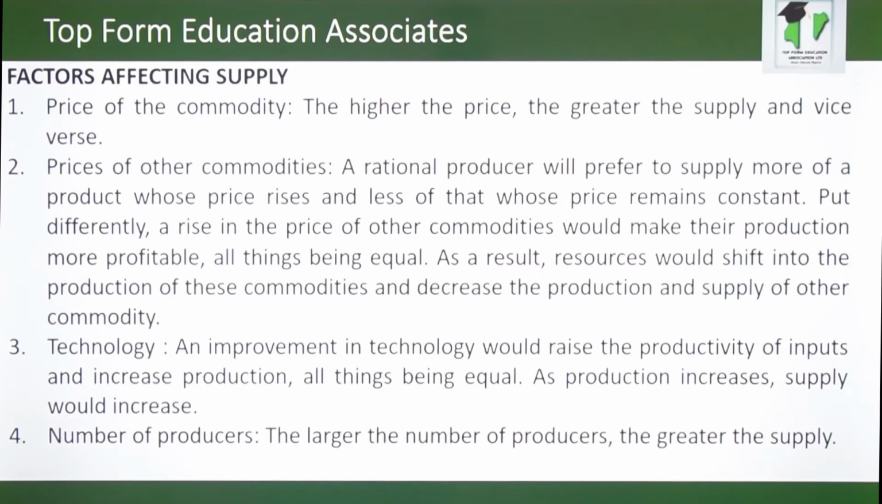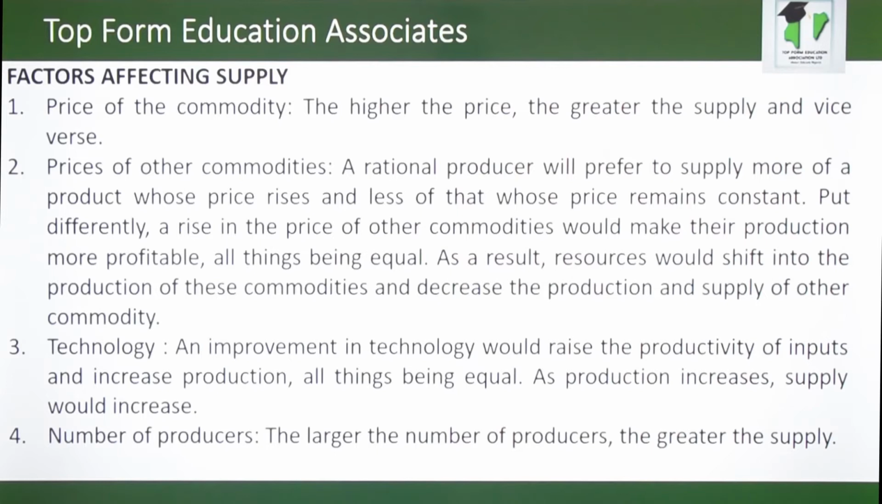Put differently, a rise in the price of other commodities would make their production more profitable, all things being equal. If, assuming we are looking at beverages, the price of one increases, many producers will switch over to that whose price has increased and forget about the one they were producing before. So prices of other commodities will affect supply. Once they shift to the one whose price had increased, supply will increase.